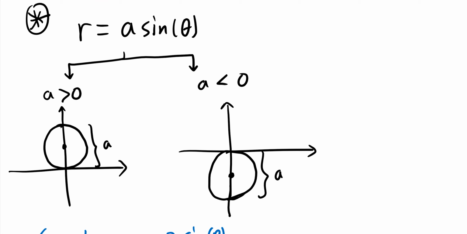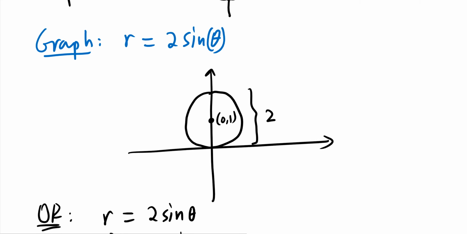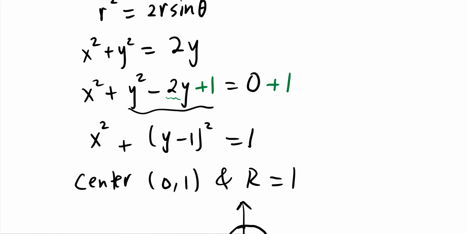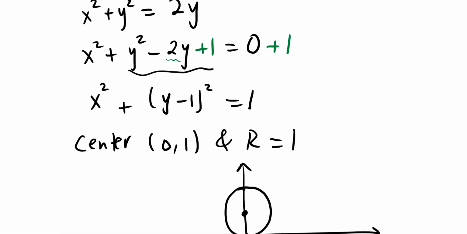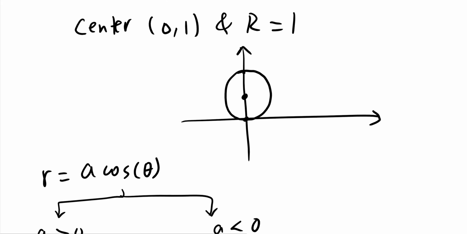If you're dealing with sines only, it goes up or down depending on a. If you're dealing with cosine only, it's going to go right or left depending on a. So that's what we did here. And we did it in two different methods. If you convert into rectangular, what happens? And if not, what happens?